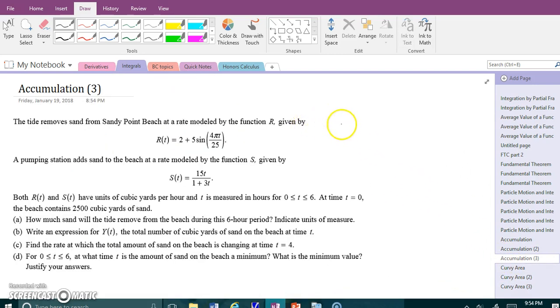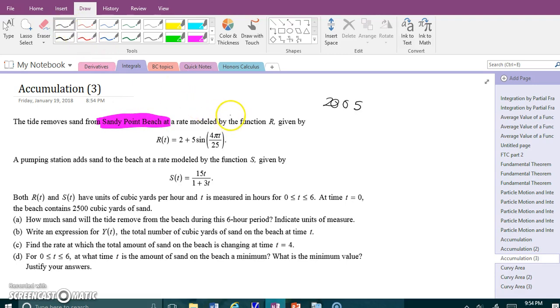But let's go to a more recent one, which is from 2005. This is the most recent one we're doing. The previous one was 2002. The Sandy Point Beach problem is super well known. If you talk to pretty much any AP Calculus teacher, they're going to know the Sandy Point Beach problem. It's very well known in terms of accumulation.